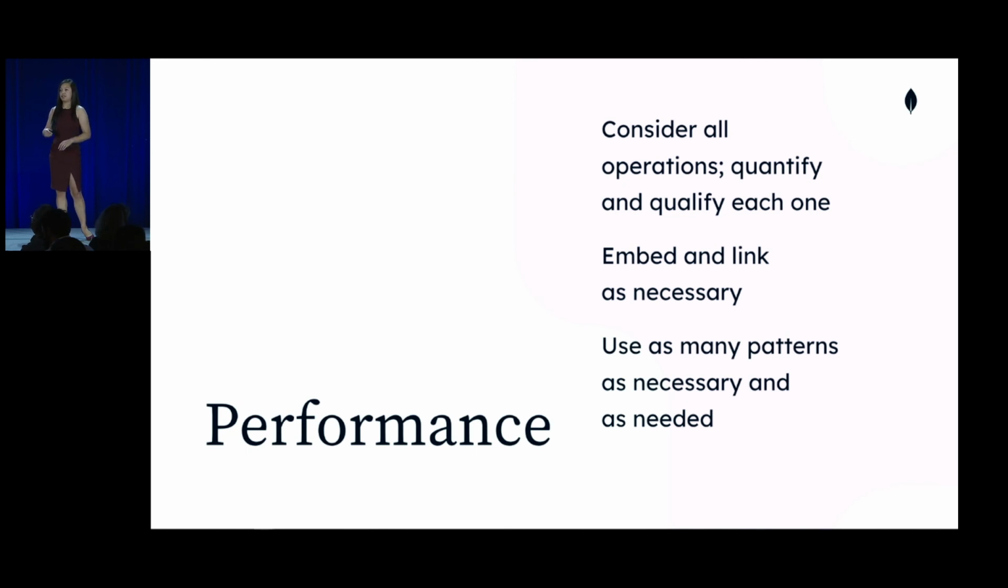If you find that you start having performance issues, on the other hand, and you need to start modeling for performance, then you go to the other end. You need to look at every single operation. You want to quantify each one. You want to qualify each one. You want to embed and link as necessary, with probably a lot more linking if you're in the 1 to zillions type of relationship. And if you have a lot of performance issues, you want to apply as many design patterns as possible and as needed. As you continue to apply them and find some improvements, you may want to go through them again and see whether there are different design patterns that may actually increase your performance.